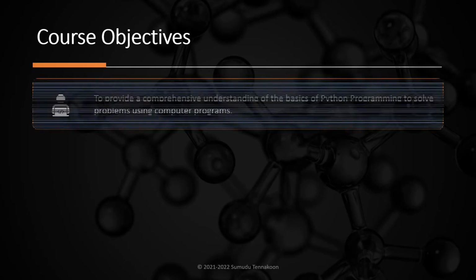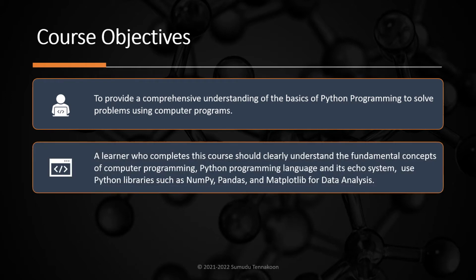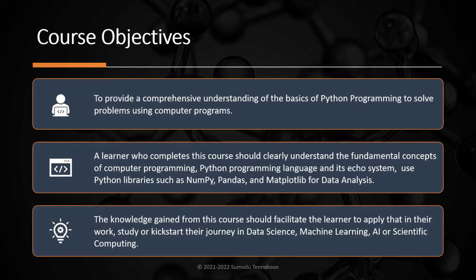Course objectives: to provide a comprehensive understanding of the basics of Python programming to solve problems using computer programs. A learner who completes this course should clearly understand the fundamental concepts of computer programming, the Python programming language and its ecosystem, and use Python libraries such as NumPy, Pandas and Matplotlib for data analysis. The knowledge gained from this course should help the learner apply it in their work, study or kickstart their journey in data science, machine learning, AI or scientific computing.